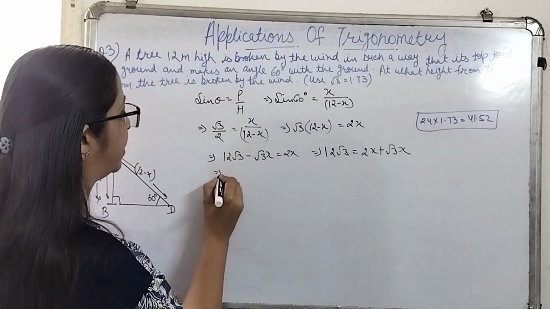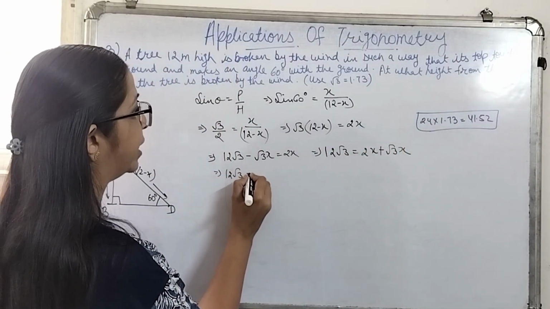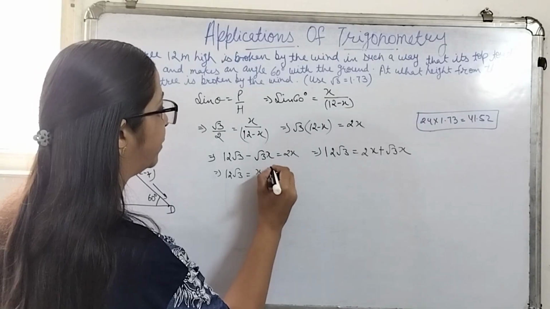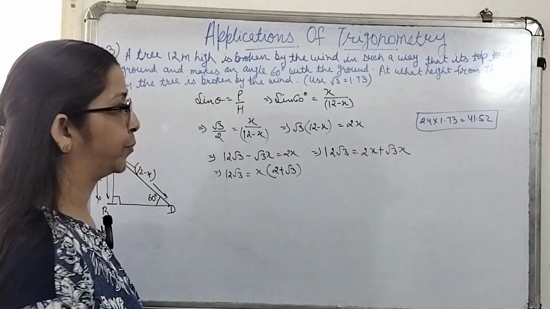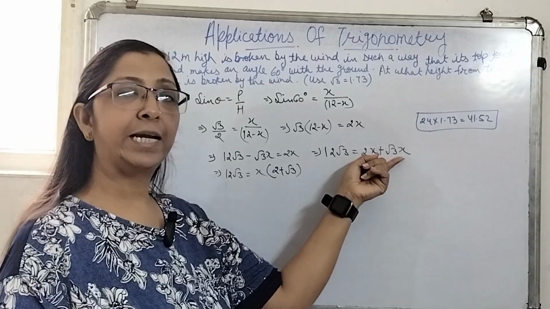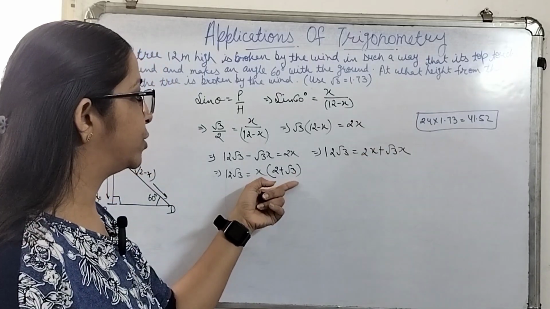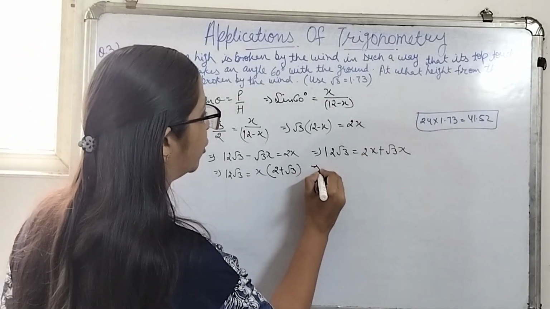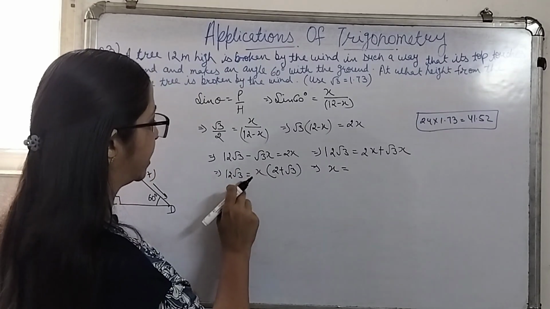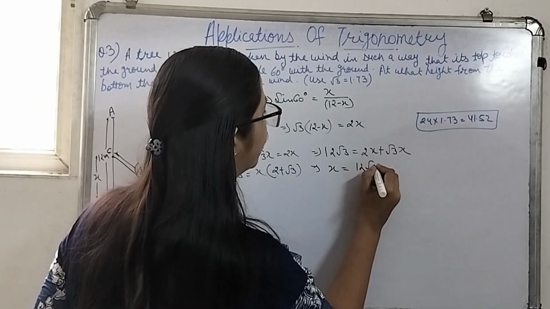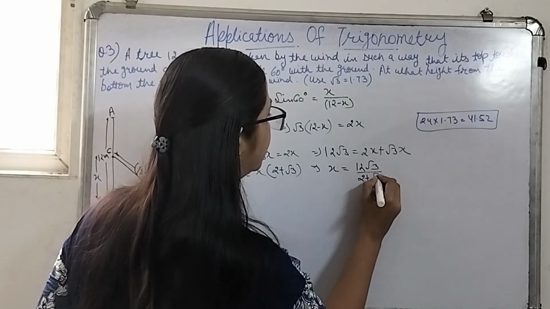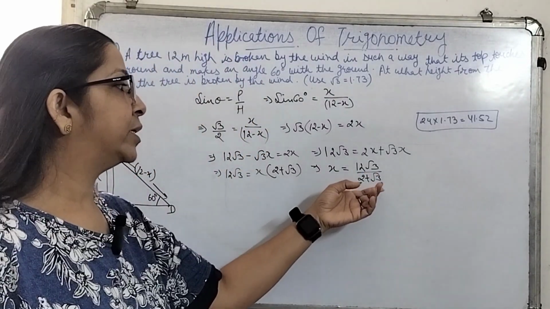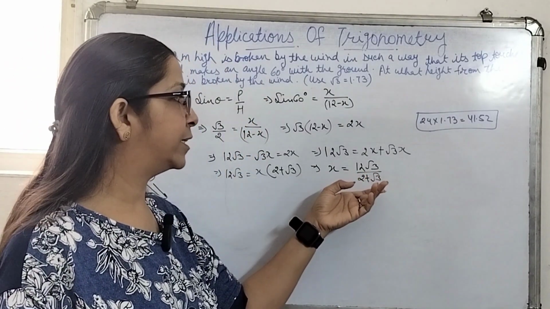Here in the RHS part, x could be taken common. Remaining part will be 2 plus root 3. From here we have taken x common, so it will be 2 plus root 3 in the bracket. So from here we can interpret that the value of x will be 12 root 3 divided by 2 plus root 3.